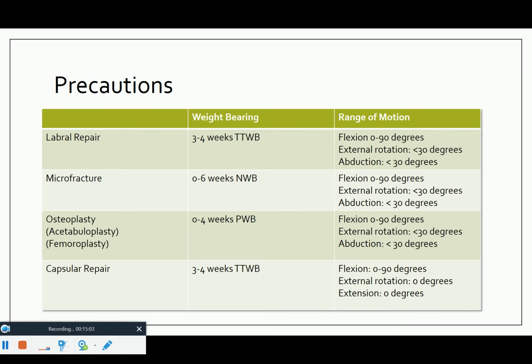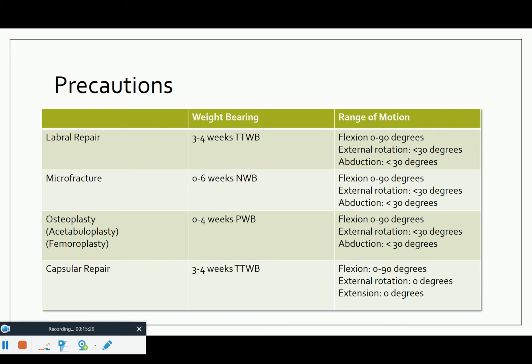So here's the precaution slide. This is a good one to memorize, especially for the test. So labral repairs, you're going to be toe touch weight bearing for 3 to 4 weeks. That means they're going to have crutches. Typically the people that have this procedure done are younger in age and can actually maneuver with crutches. So toe touch weight bearing for 3 to 4 weeks, unless otherwise specified by the surgeon.